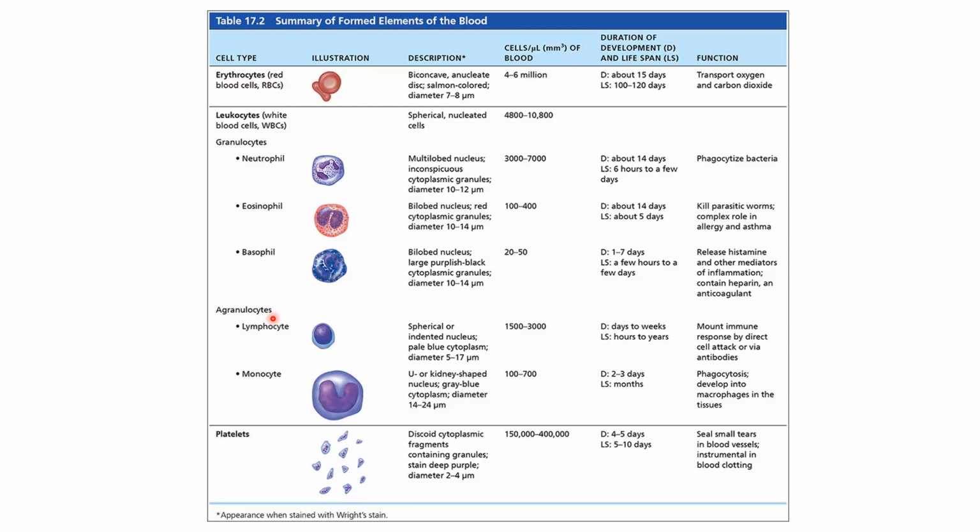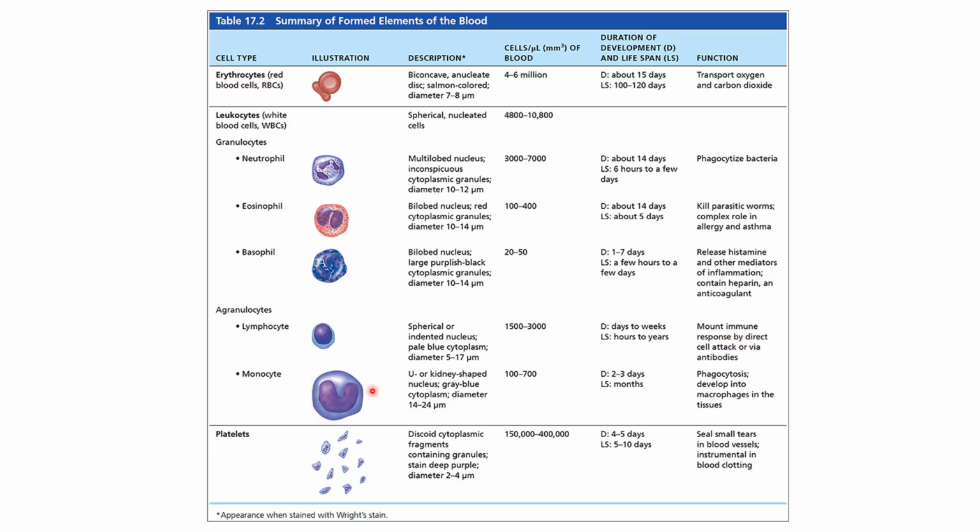Now let's come to the agranulocytes. We have lymphocytes and monocytes. So lymphocytes, they have a big nucleus. They have a spherical or indented nucleus, right? And then they have a cytoplasmic rim. And they're a little smaller. The diameter is 5 to 17, and their main function is to mount an immune response.